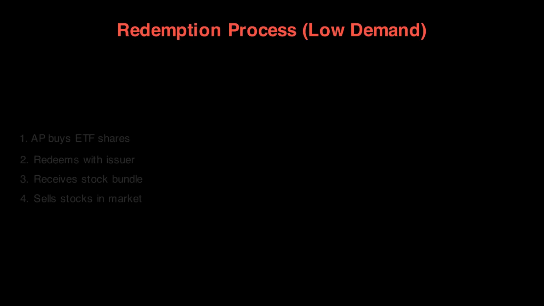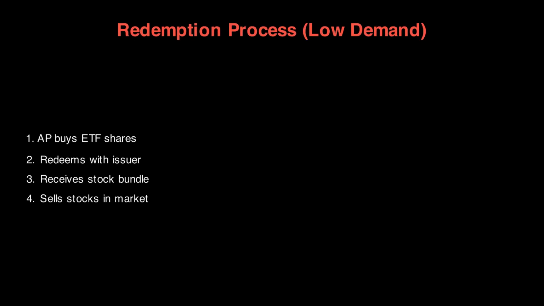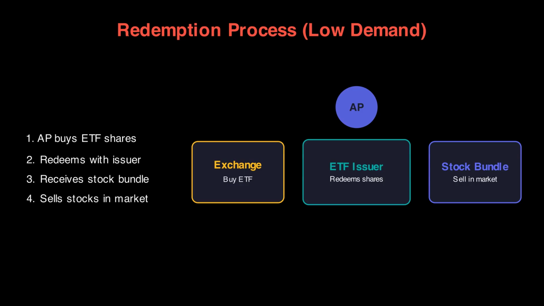When demand is low and the price falls, the loop reverses. The AP buys ETF shares until it has a full creation unit. They redeem those shares with the issuer and receive the stock bundle. Selling those stocks removes ETF shares from supply and supports the price.